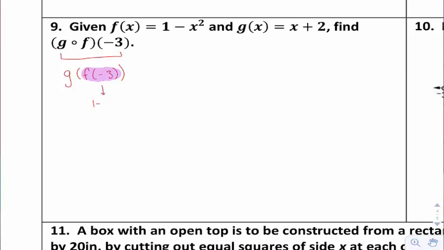So that's going to be 1 minus -3 squared. Know your order of operations. We're squaring the -3, so it's 1 minus -3 squared is 9. So 1 minus 9 is -8. So that means I'm going to take g of -8. Again, figure out what f of -3 is first, then plug that in. So this is going to be -8 plus 2 is -6. So again, please make note of how we do those. So that's the composition of functions. That's number 9.